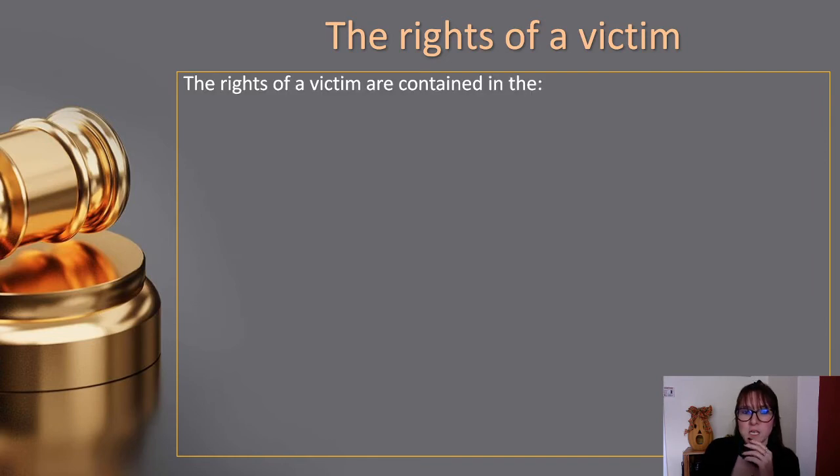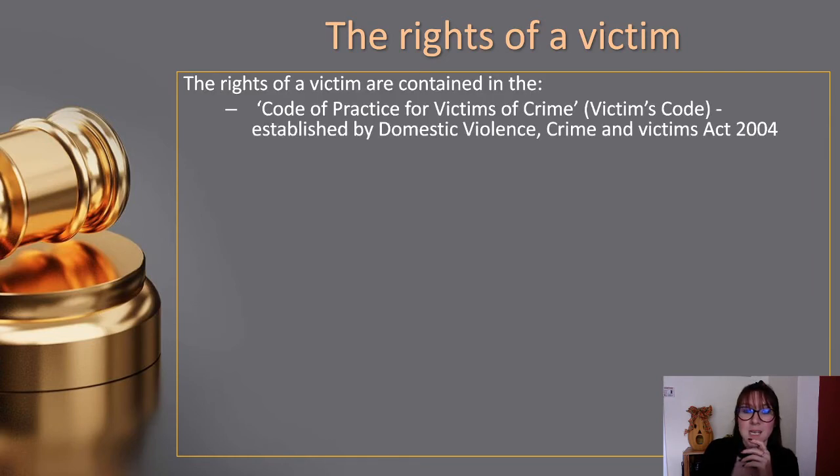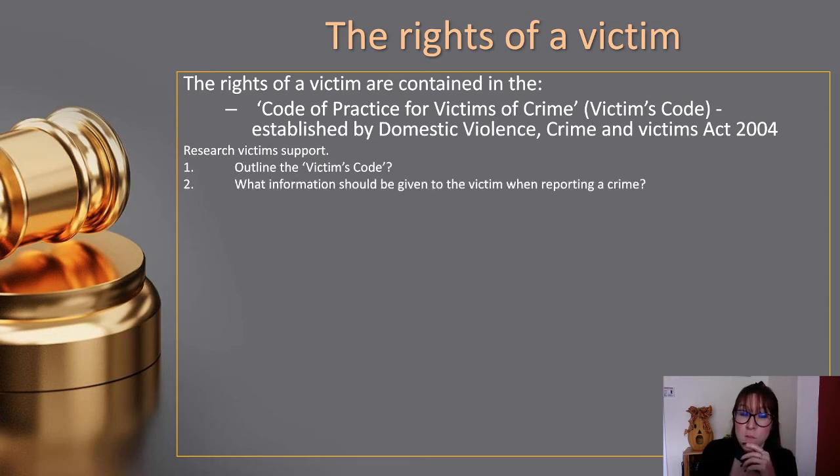The rights of a victim. The rights of a victim are contained in the Code of Practice for Victims of Crime, or Victims Code. This was established by the Domestic Violence, Crime and Victims Act of 2004. The Research Victims Support Group. I got my students then to outline the Victims Code, what information should be given to the victim when reporting a crime, and what support should be offered.